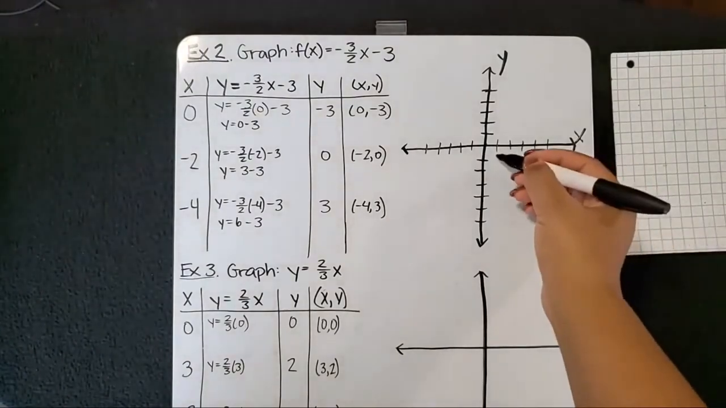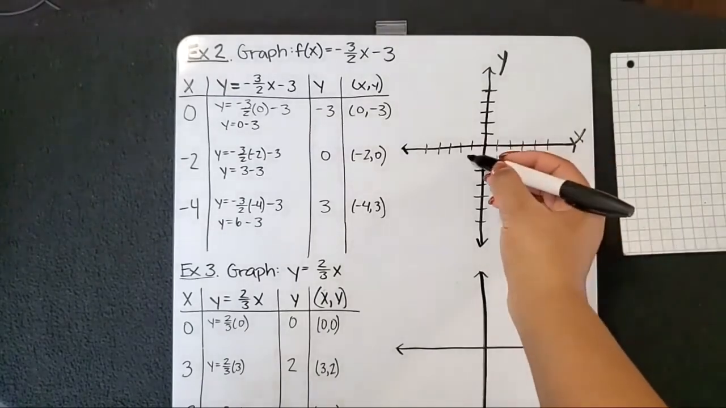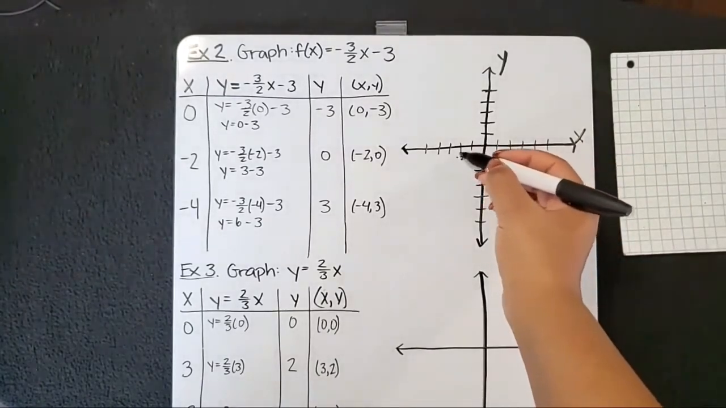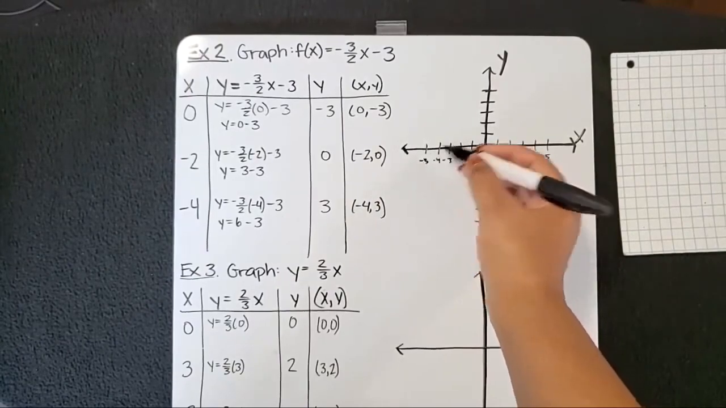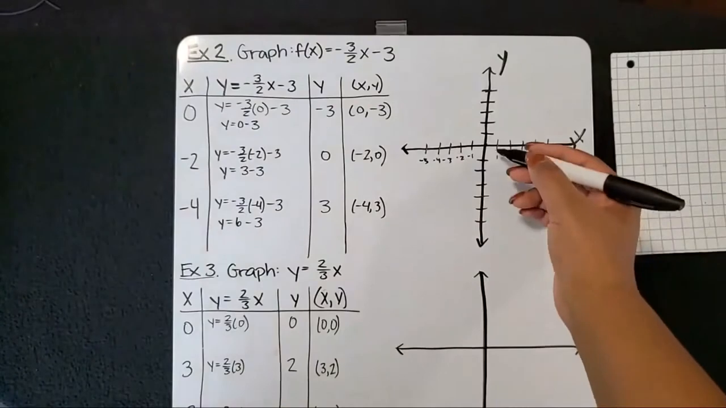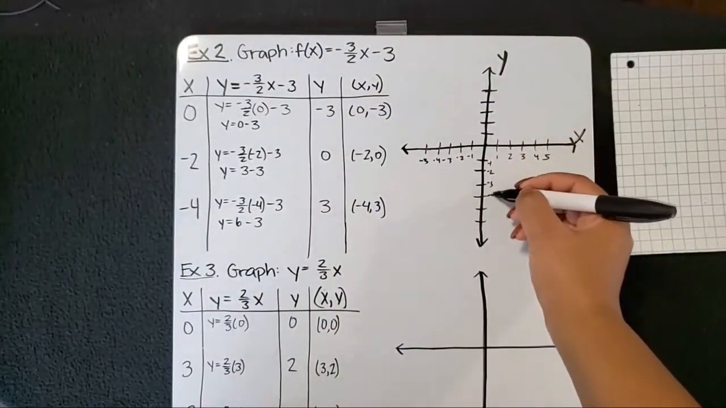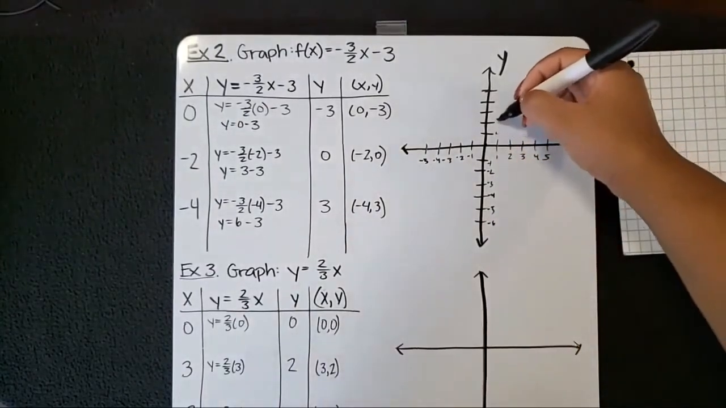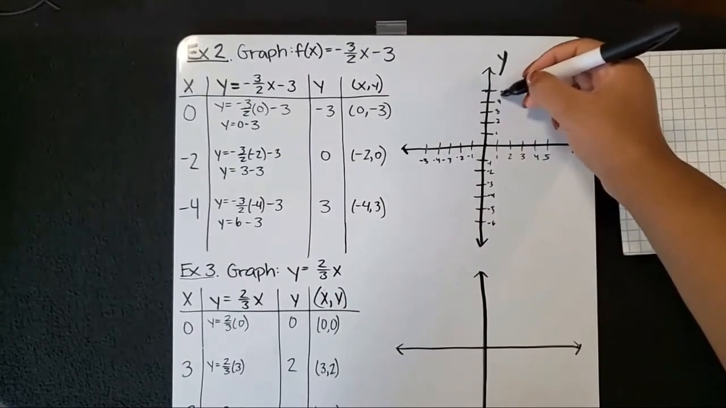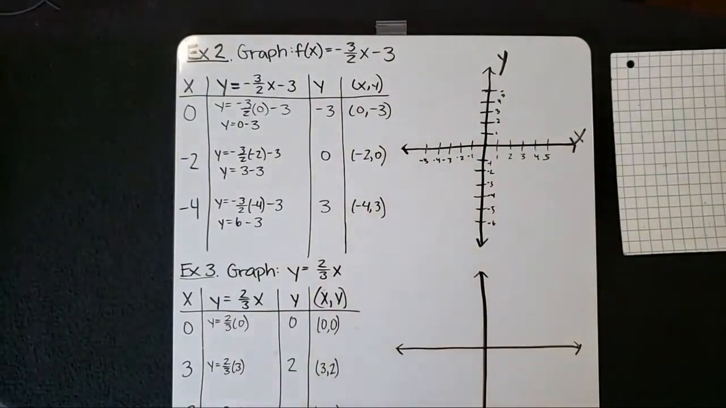So over here, each notch is going to be 1. Over here, each notch is going to be 1, but it's going to be negative. As I go down, they're going to be negative. And as I go up, it's going to be positive. All right. So now we have to plot our points.